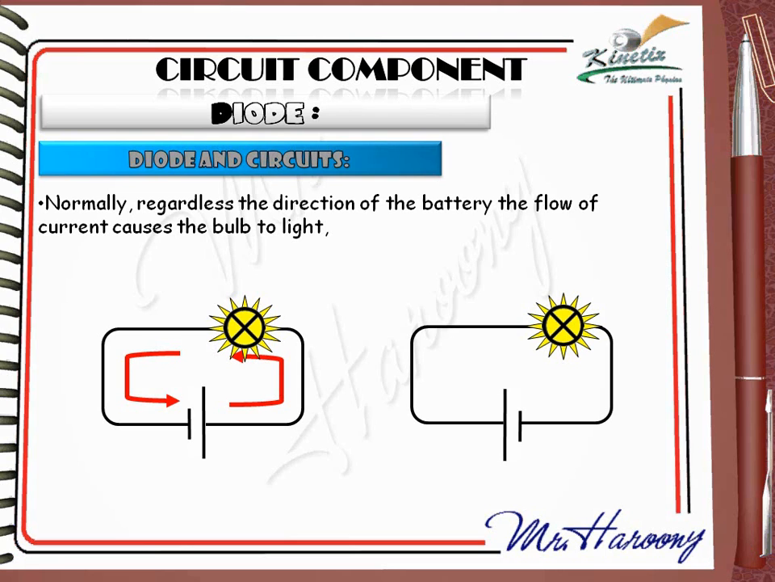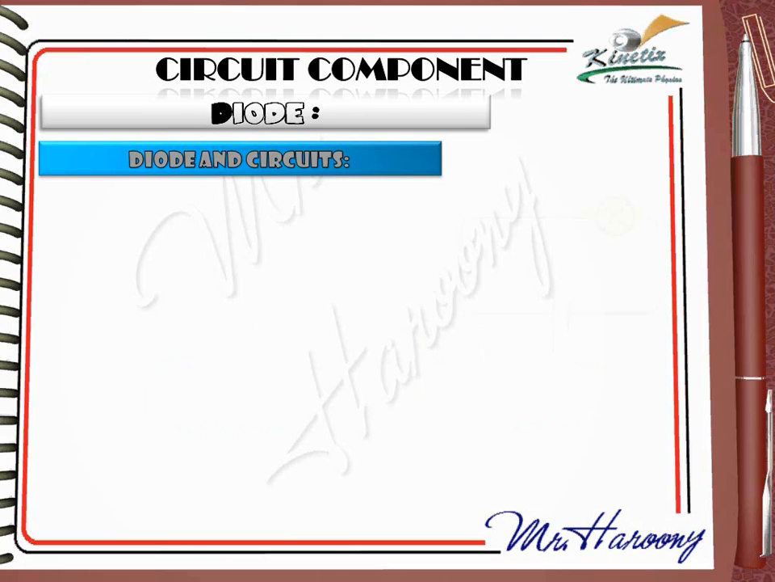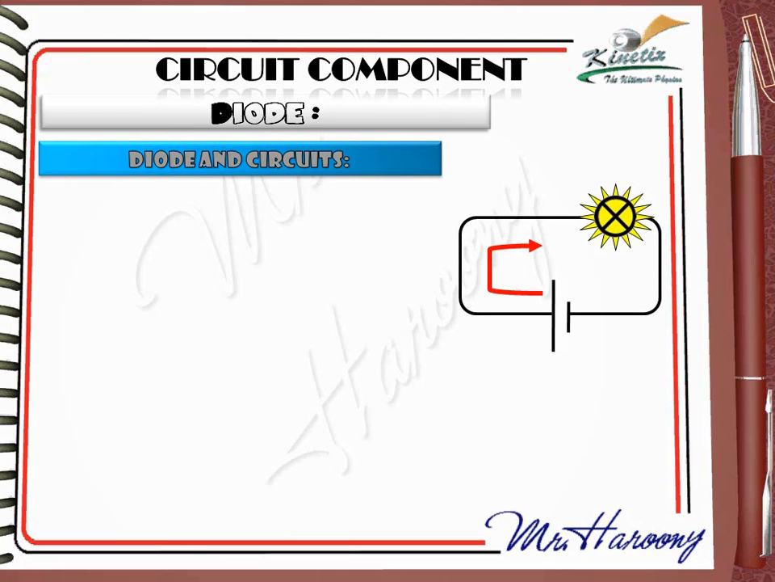In the second circuit on the right, the battery is reversed, but the bulb is still lighting, since the current flows but in the opposite direction. These two circuits show that the direction of the battery does not matter. But in the presence of a diode, the situation will be different. In this circuit, the current will flow from positive pole to negative pole of the battery.